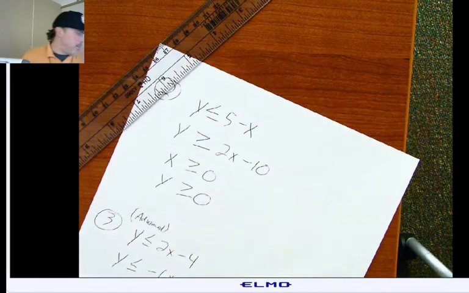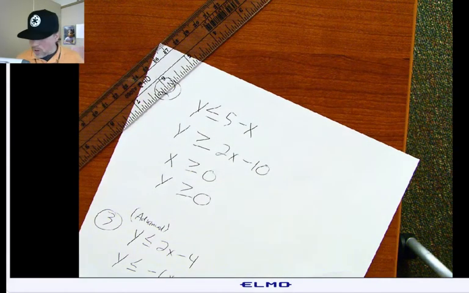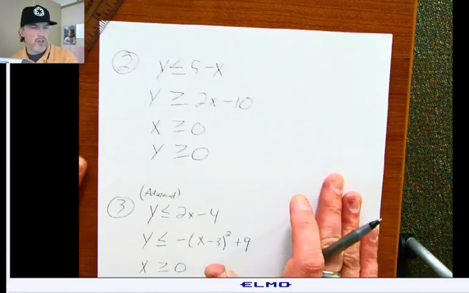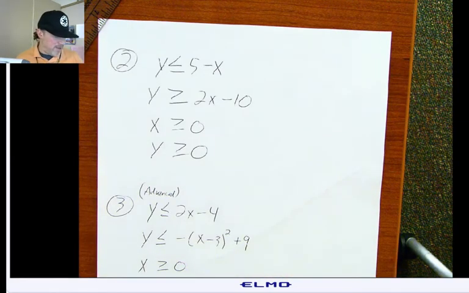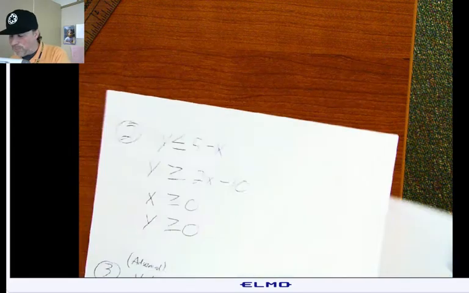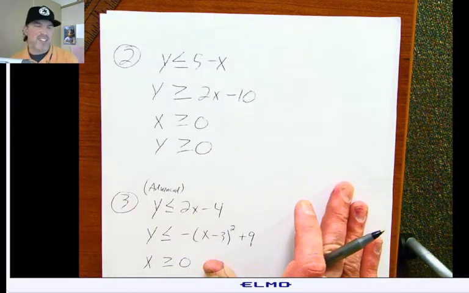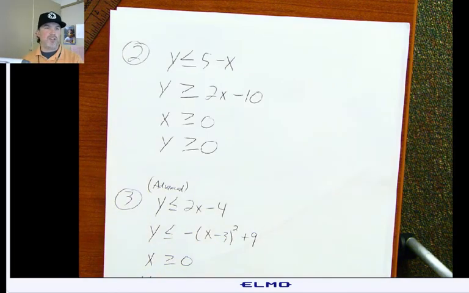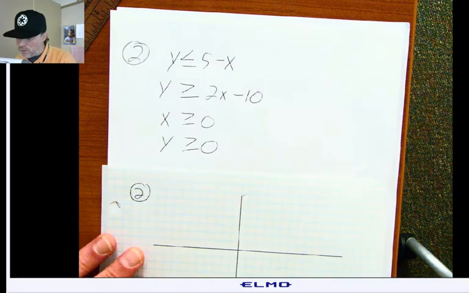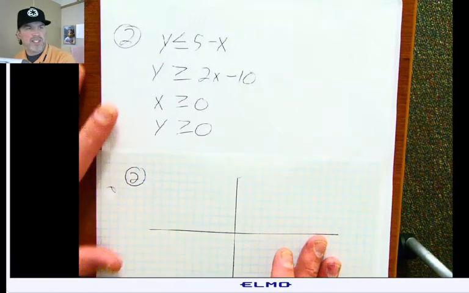I have a couple more examples. They're going to get more complicated as we go along. Check this one out. I have 4 equations to graph at the same time. So I have y is less than or equal to 5 minus x, y is greater than or equal to 2x minus 10, x is greater than 0, and y is greater than 0.